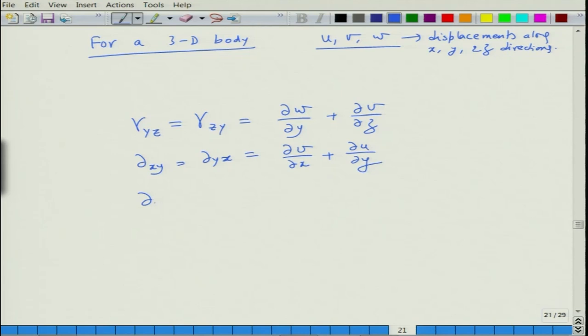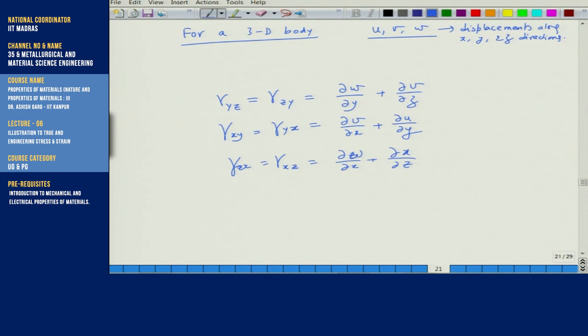And if you want to write gamma z x, sorry, what have I written? It should be gamma zx which is equal to gamma xz. This will be equal to del w by del x plus del u by del z. So, these will be the six shear strains which will be basically for the three dimensional body.